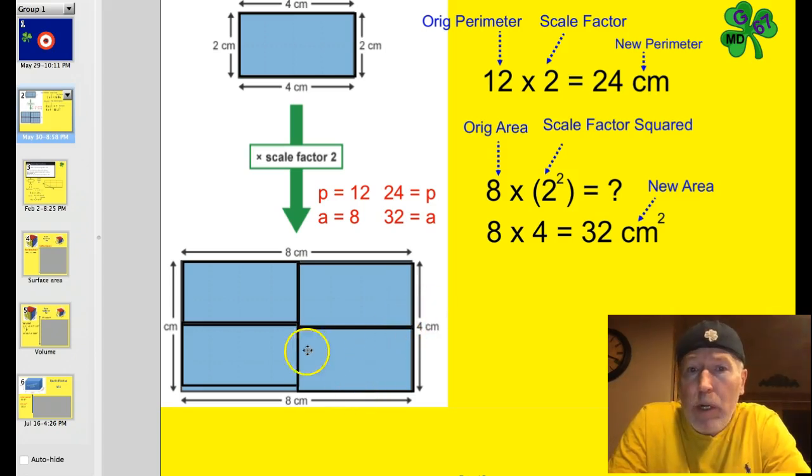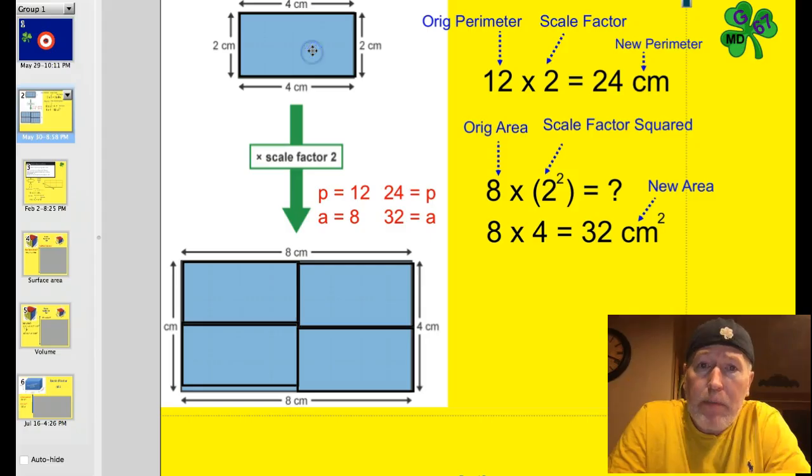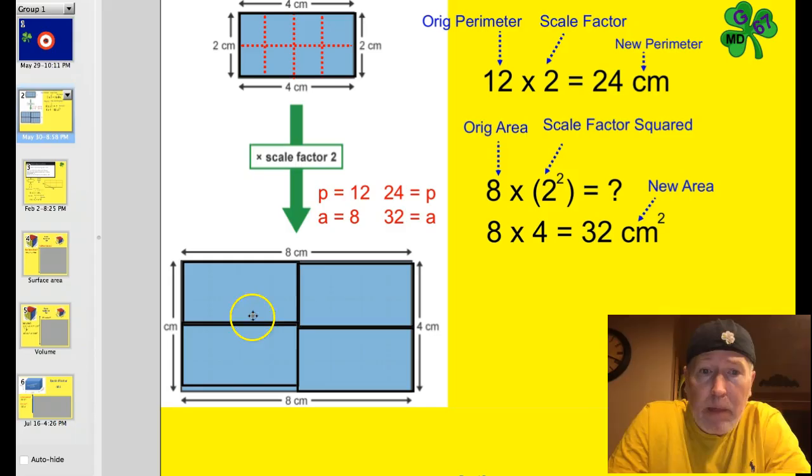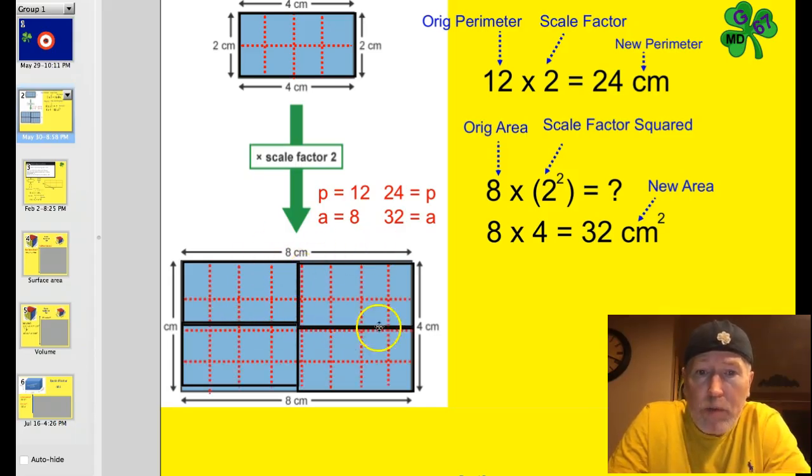Cool, huh? So we wouldn't even need to have drawn it. We could have used scale factor to determine the perimeter and the area. And the area, of course, makes sense because if you remember, we have 2 times 4, we have 8 units up here, but each of these units down here has 8. So we really have 4 groups of 8, or a total of 32 centimeters squared.